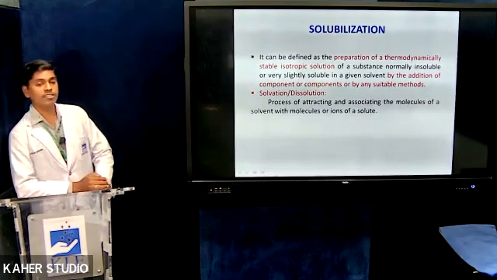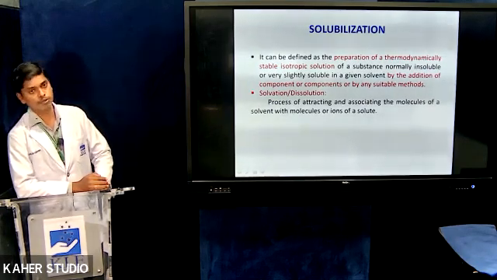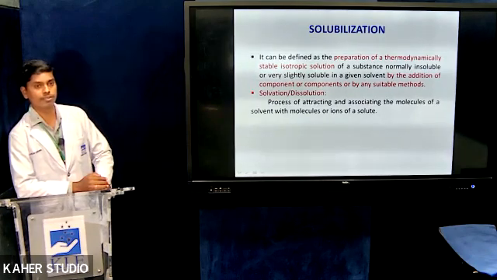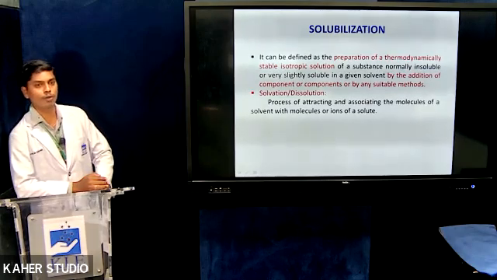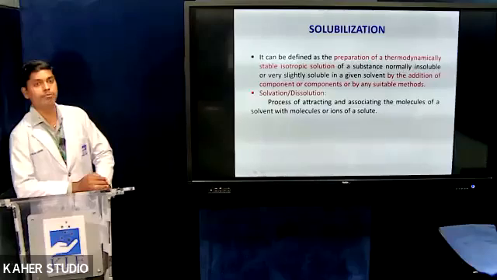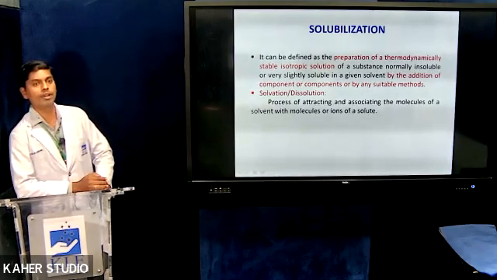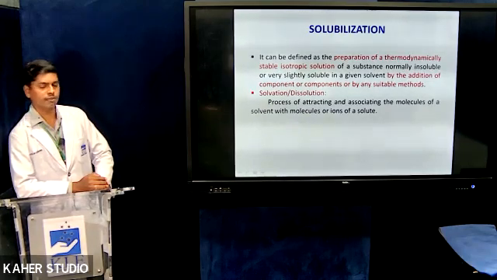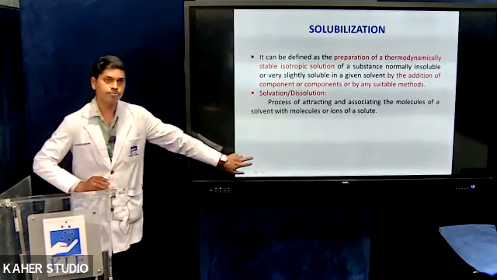Then the solvation and dissolution process. Once the interaction between the solute and solvent takes place in the process of solution formation, solvation is the process of attracting and associating the molecules of a solvent with the molecules or ions of the solutes. So that is the process of attraction between the solute molecules and the solvent molecules. In this attraction, different forces can be involved between like molecules and unlike molecules. So we'll explain that in the next slides.